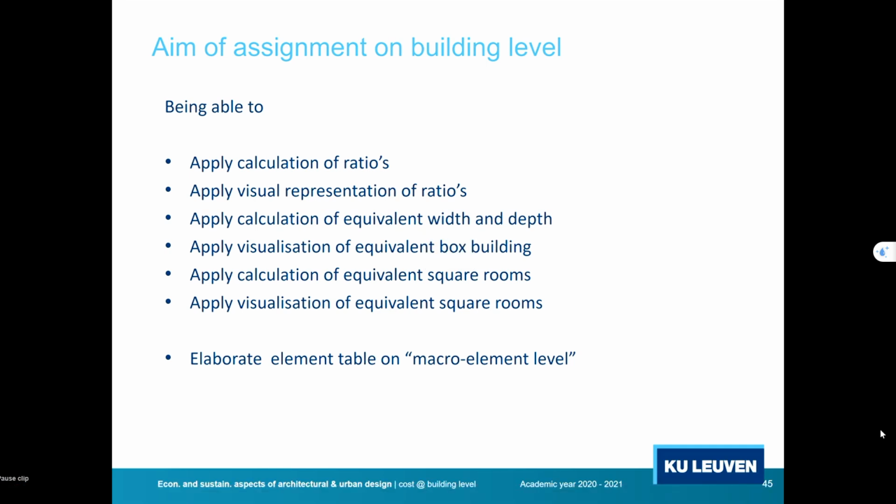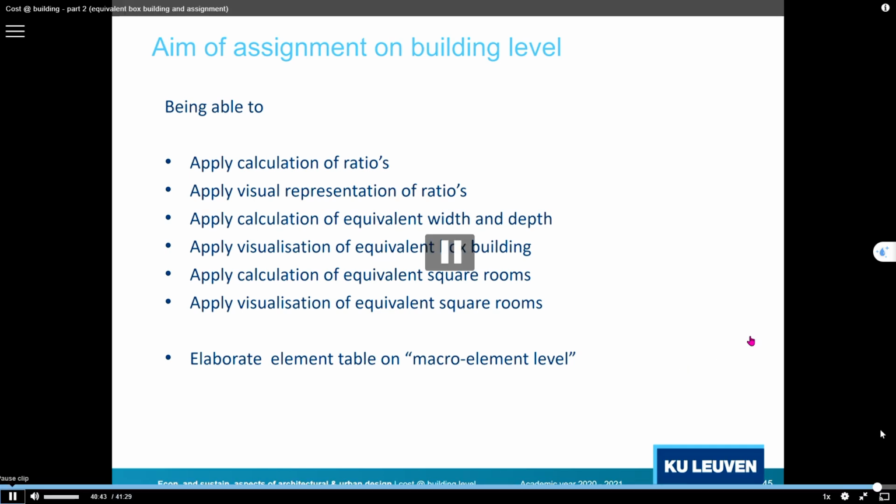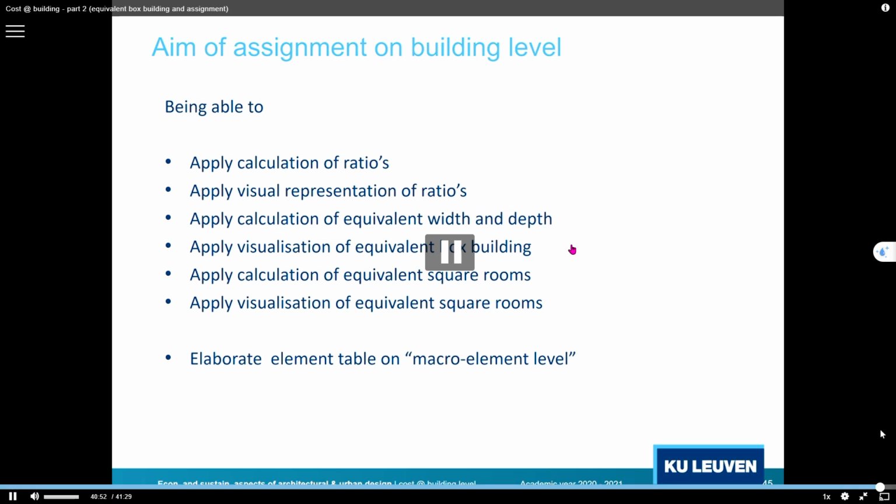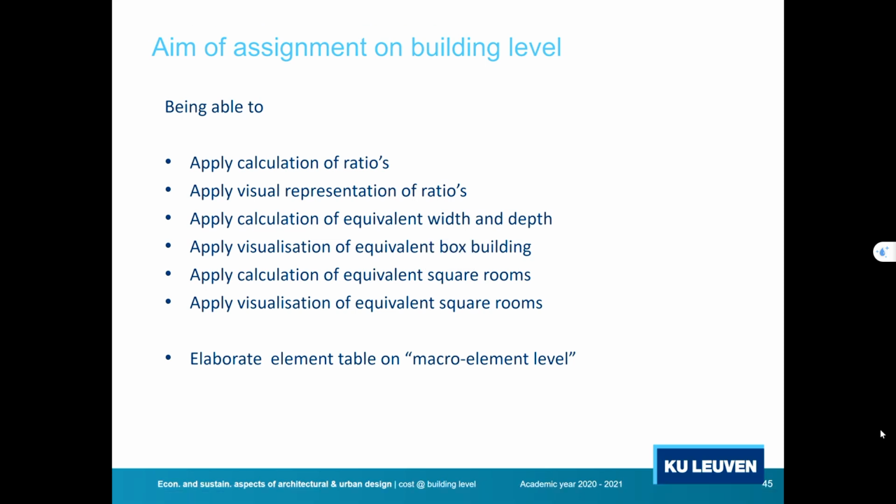By doing this, you are able to calculate the ratios of different elements, and you are able to have a simplified box building and visualize this box building, also including the square rooms to have an equivalent length of internal walls and visualize these. Moreover, you are able to elaborate on the macro element level an element table with the different ratios of the elements. And with this slide, I would like to end this part of the session on costs of buildings.